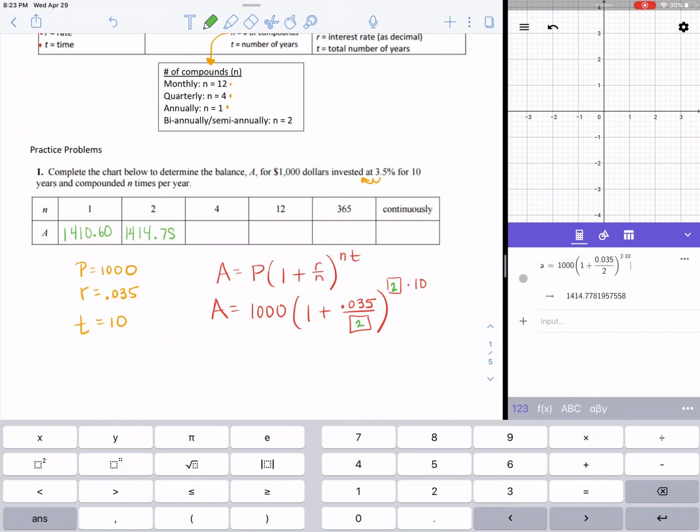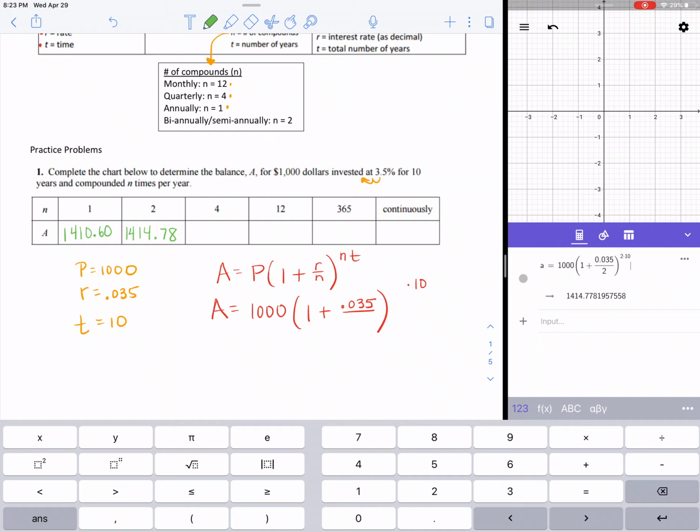$1,414.778, so 78 cents. So if you're compounding twice a year as opposed to once a year, it's not a huge difference in money, 1410 to 1414, but it is a significant amount, especially over time. Now, what if it was compounded 4 times a year?